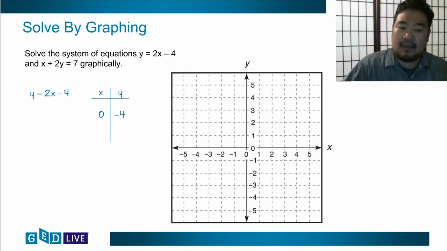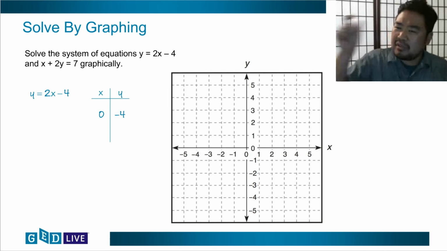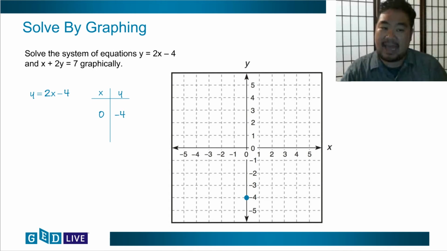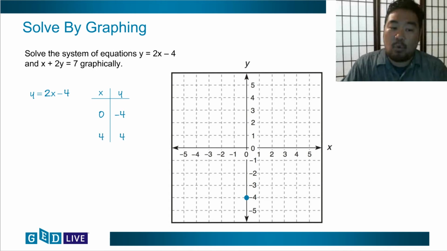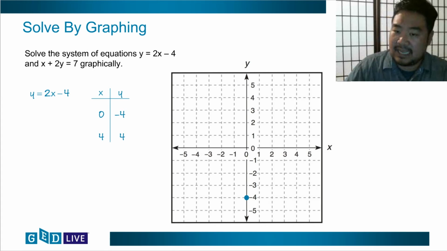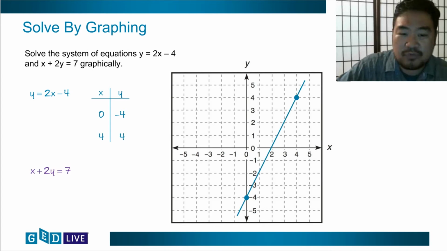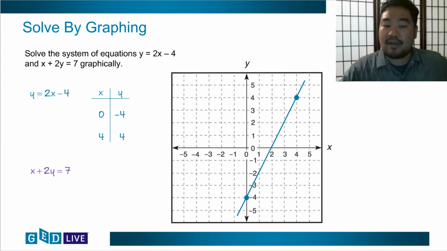For instance, if x was equal to 0, 2 times 0 is 0, minus 4 gives you negative 4. So plug in one number for x and then see what the result is for y. So 0 comma negative 4. We can plot that. We can plot another point, 4 comma 4: 2 times 4 is 8, 8 minus 4 is 4. So another point would be 4 comma 4. Then we can draw the line between those two points.